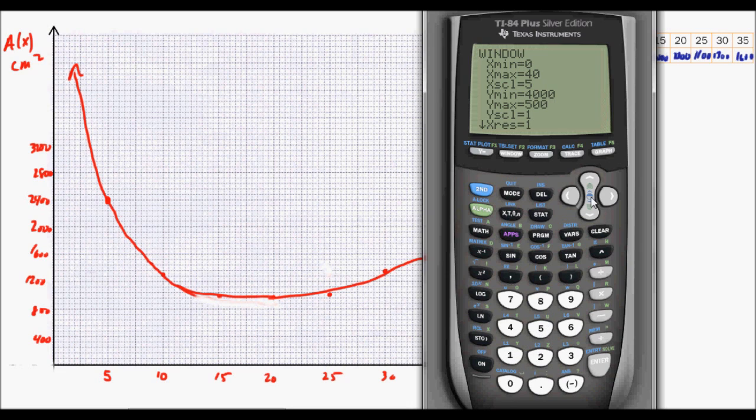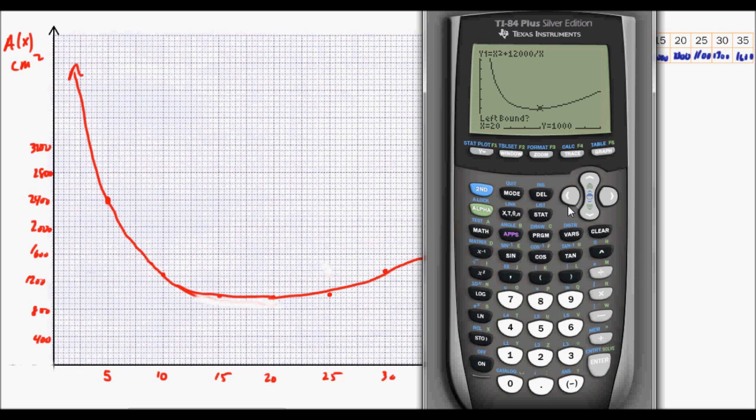How about that? Or, no, oops, sorry. So the y minimum is 0, and the y maximum is 4,000. And I'll go by 500. Did I enter it in? Yes, I did. And I'll graph it. So not bad. I mean, mine kind of looks like that. Okay, so the minimum is going to be right around here somewhere. So again, let's find the minimum. Second, calculate, and we will go minimum.